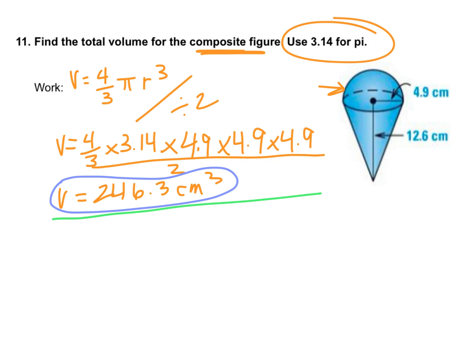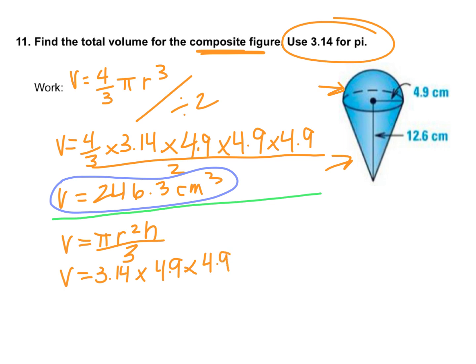And now the bottom shape is a cone. So get your formula written down. 1/3 pi, and then divide by 3. We're going to use 3.14 times 4.9 times 4.9 times the height, and then all of that gets divided by 3. Okay, so when I calculate all of that, I get 316.6.